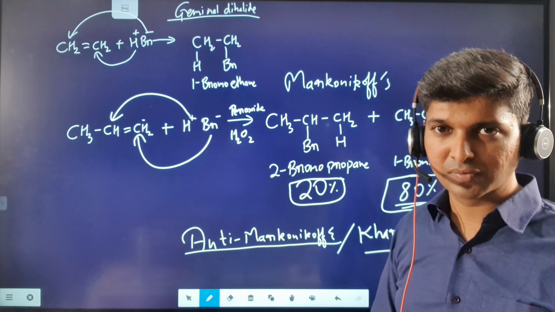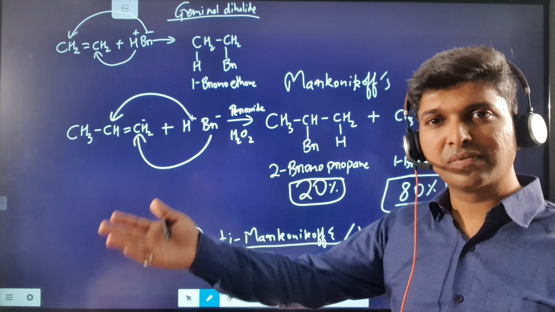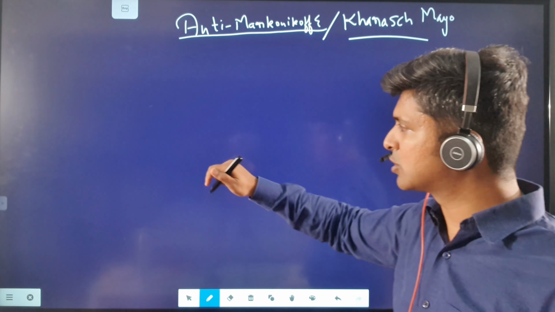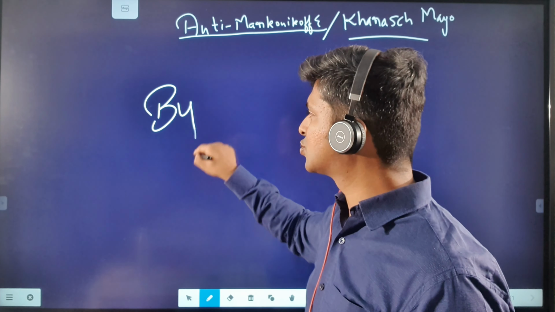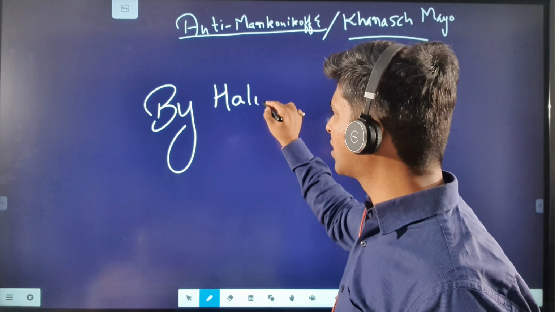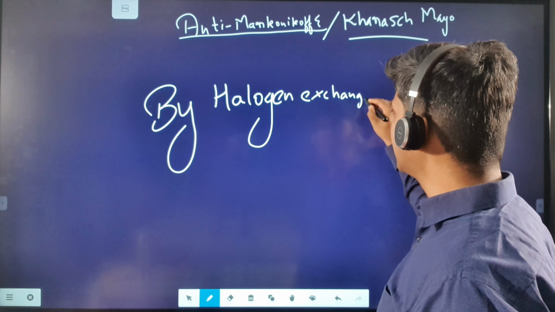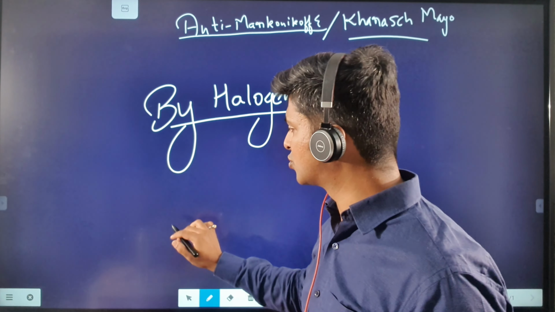Markovnikov's and anti-Markovnikov's, both things we have done. From alkenes we have converted to haloalkanes. Now another method of preparing haloalkanes is by halogen exchange. What is halogen exchange? Already it's a haloalkane. You just have to exchange the halogens.